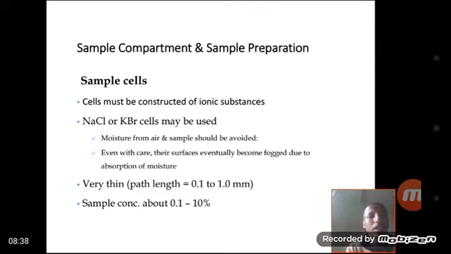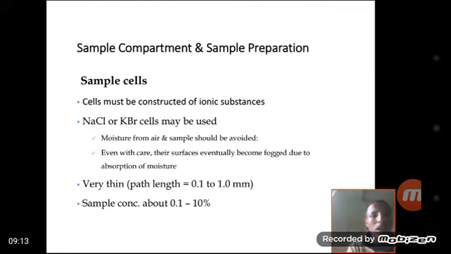The other topic is sample compartment and sample preparation. That means which sample holders or compartments are suitable for analyzing with IR radiation, because different sample holders may absorb IR radiation. Because of this, the sample compartment or holder must not absorb IR radiation, and we need to know which samples are suitable for the identification and absorption of IR radiation.